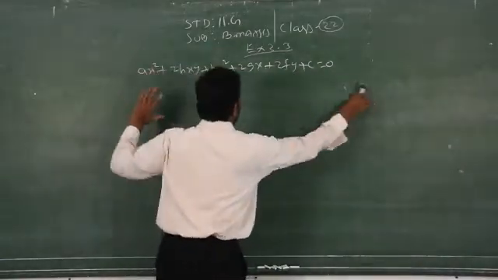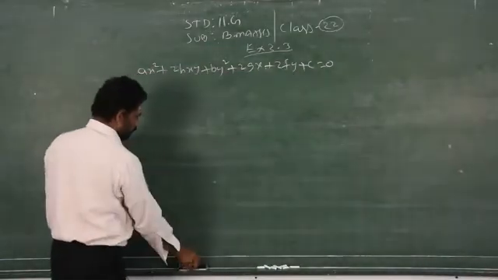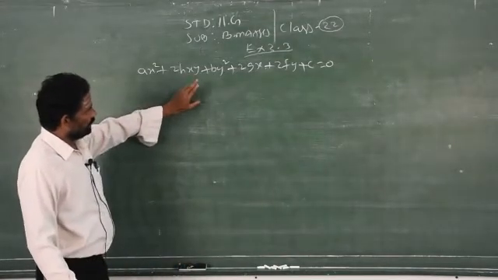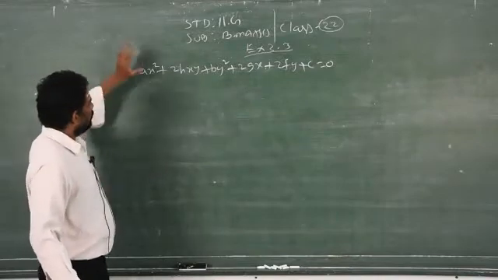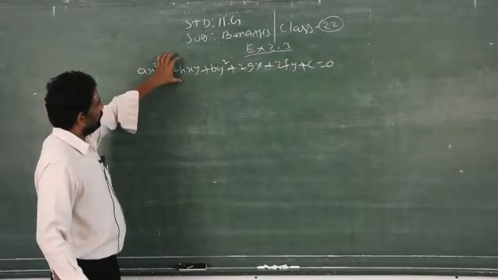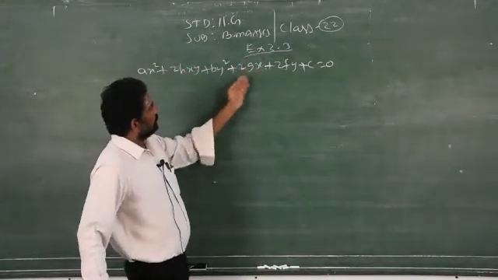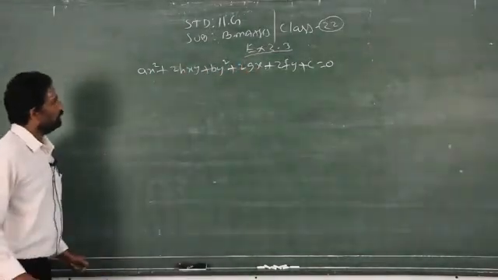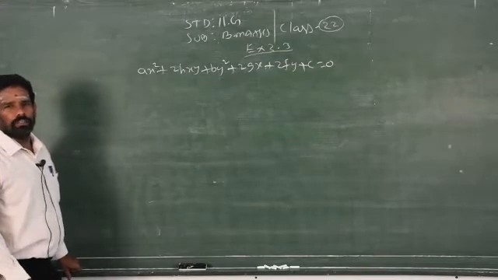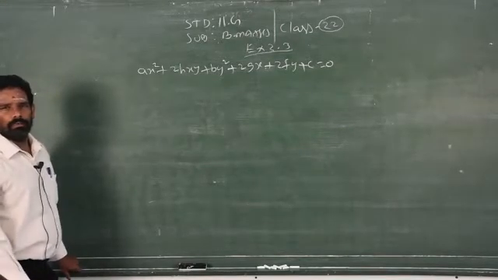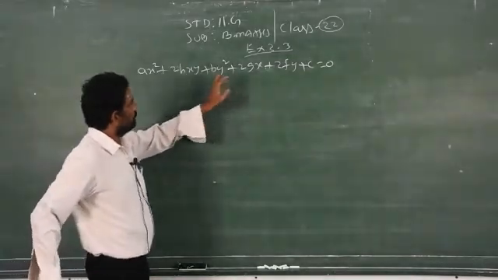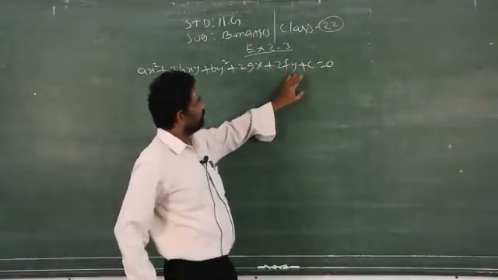So this is the general form. You just have to keep it in your mind. This is not a single straight line, this is a combination of two straight lines, that is called the pair of straight lines. So, this is the general formula for finding the combined equation of pair of straight lines: ax square plus 2hxy plus by square plus 2gx plus 2fy plus c.